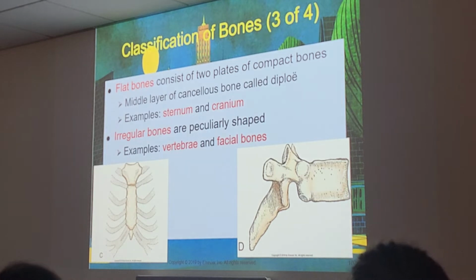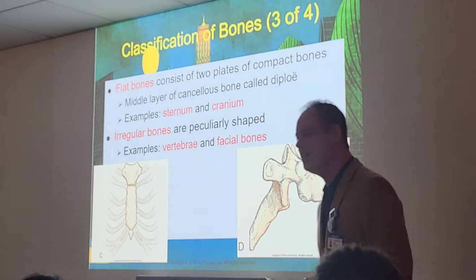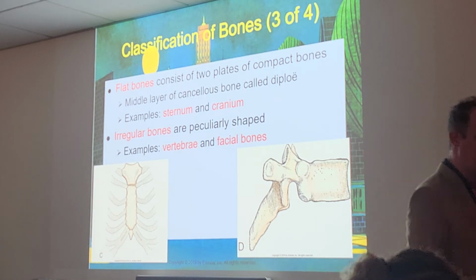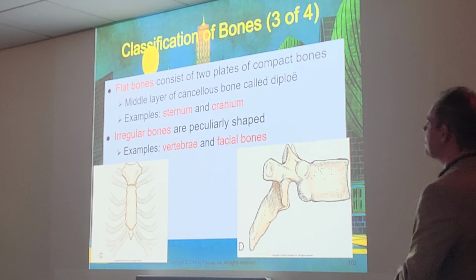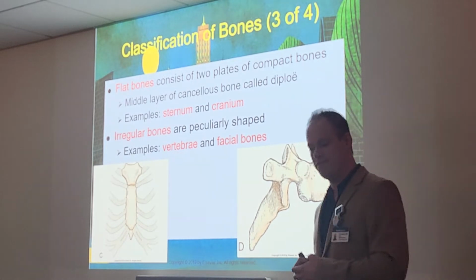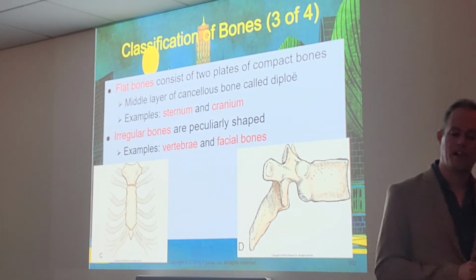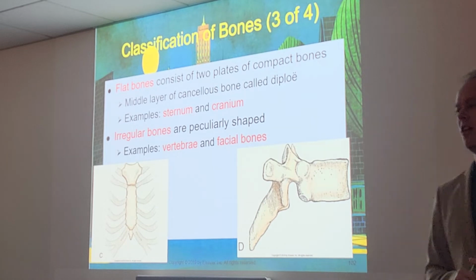How dare you? All right, next we have the flat bones. Why are they called flat bones? Because guess what? They're very flat in their shape. Two most famous examples would be the sternum and the bones in the cranium. They have a middle layer of cancellous bone that we call diploe. Another example that's not listed there would be the scapula. The scapula is also a flat bone.